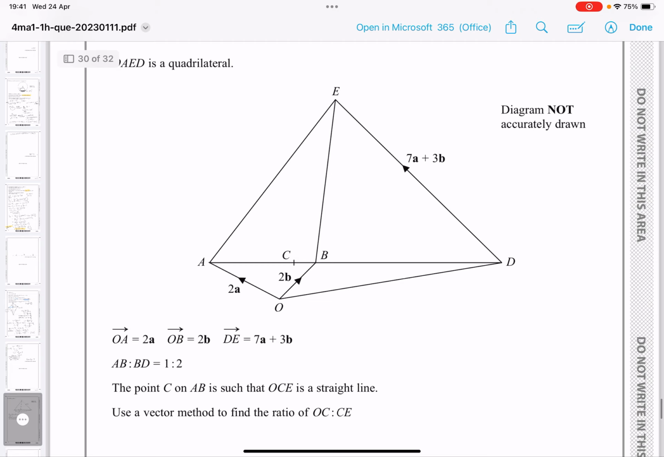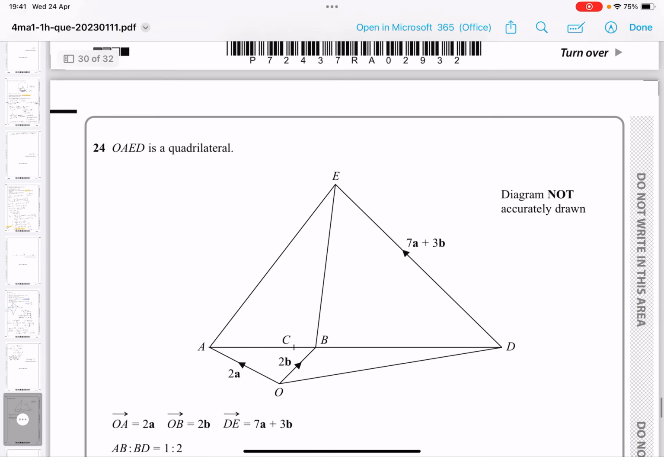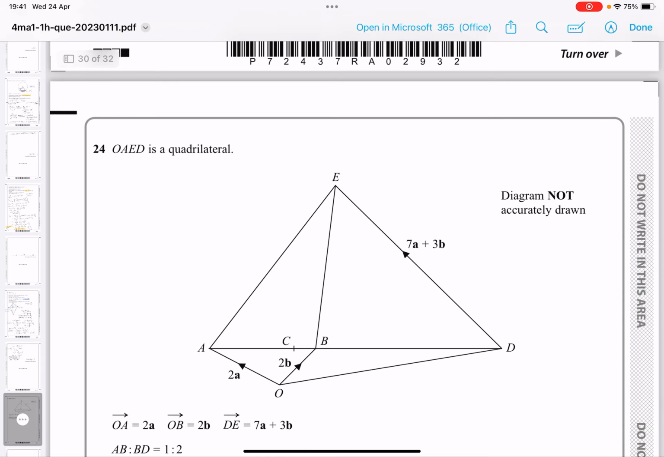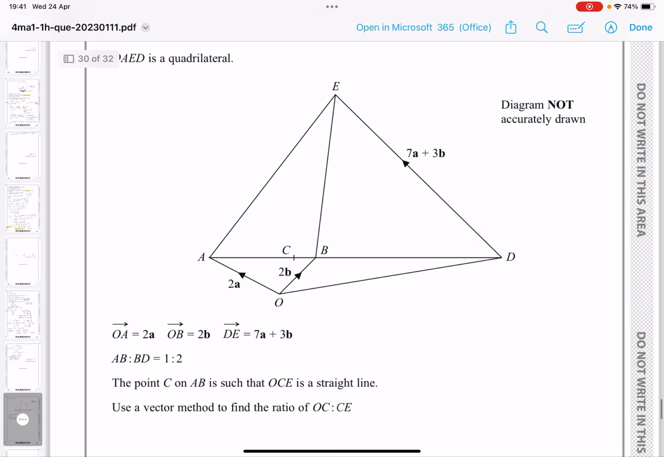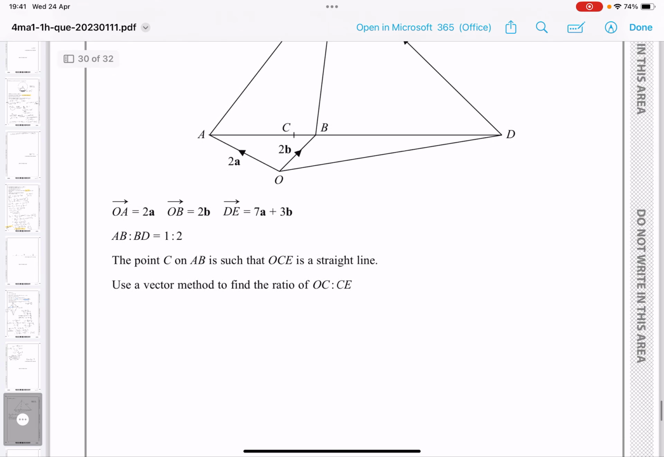Last question, guys. Oh, vectors. Vectors is quite tough. I've got to admit that it is quite tough. But once you've done quite a bit of practice and you know how to tackle it, because it's the same method each time, you just need to do a bit of practice and you'll get there.